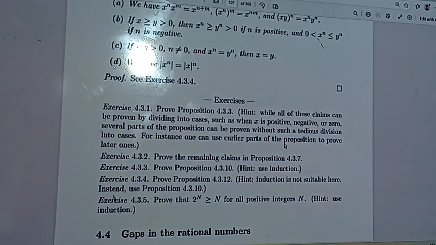Suppose 2 to the n is greater than or equal to n. Then for 2 to the n plus 1, you multiply both sides by 2. The left hand side is 2 to the n plus 1. The right side is 2n. It is greater than or equal to, since n is greater than or equal to 1. 2n is like n plus n. Since n is greater than or equal to 1, n plus n is greater than or equal to n plus 1. So that's true.